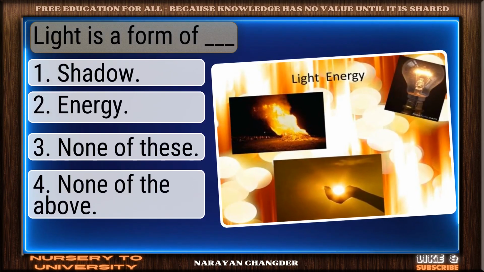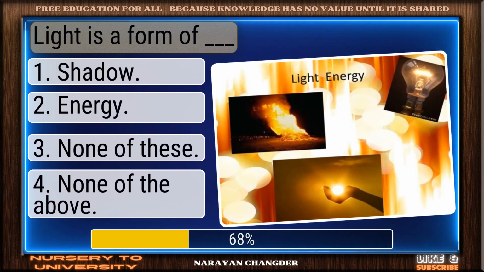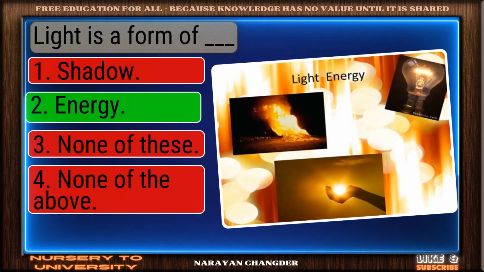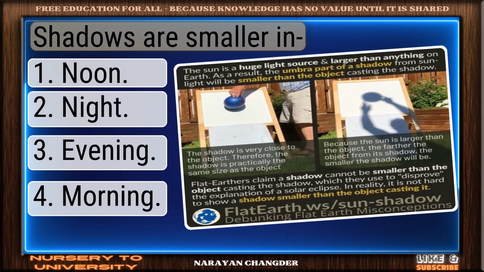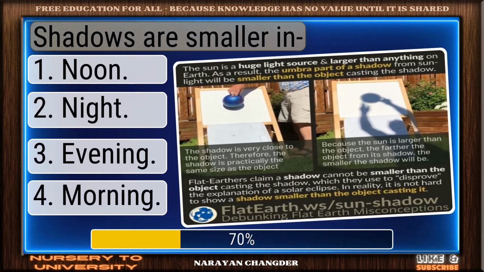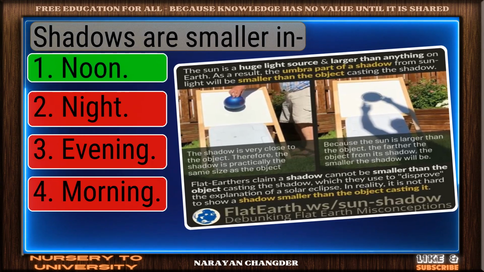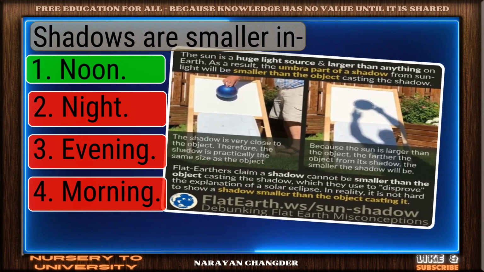Light is a form of dash. Strong choice. Energy is the right answer. Shadows are smaller in. Solid response. Noon is a valid choice.